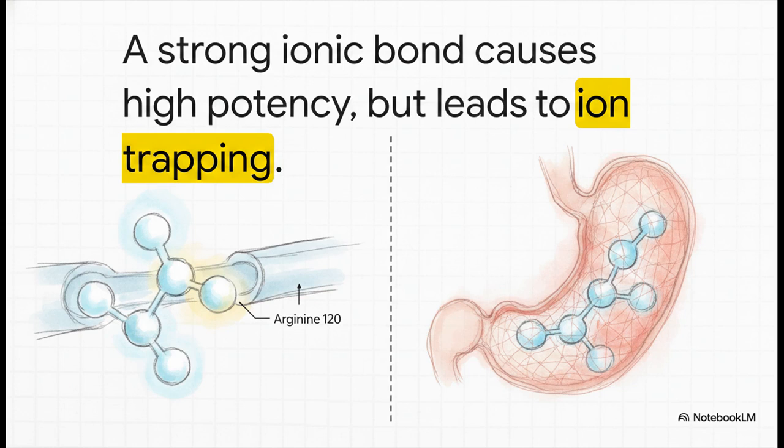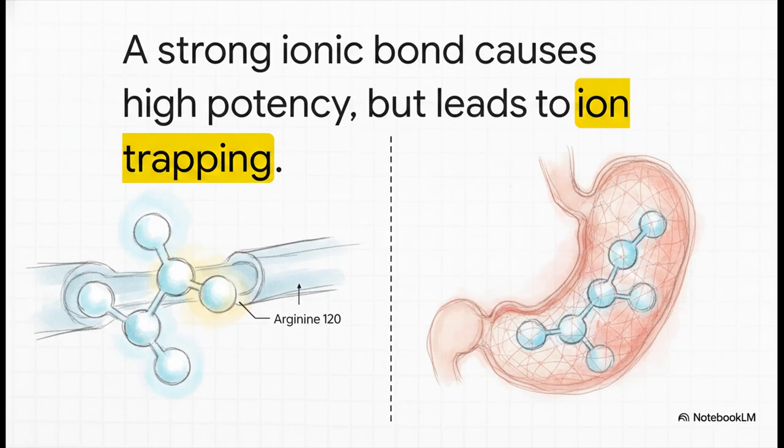But here is where we hit a classic double-edged sword in pharmacology. Most of these traditional NSAIDs, your ibuprofens or diclofenacs, they're acidic. They form a really strong ionic bond with an amino acid called arginine 120, right at the entrance of that COX channel. Now, this strong bond is exactly what makes them so incredibly potent.